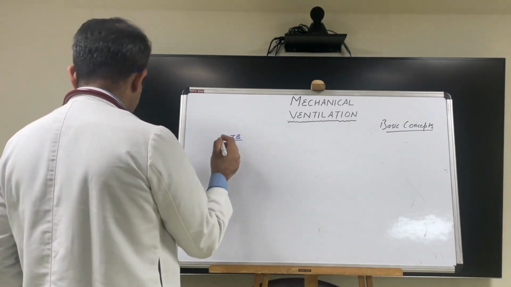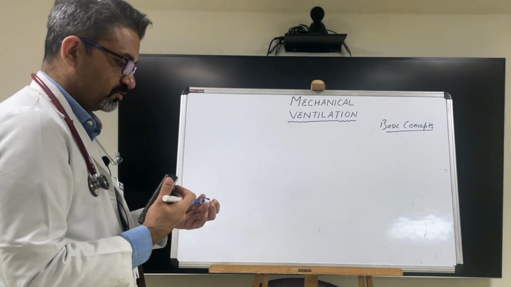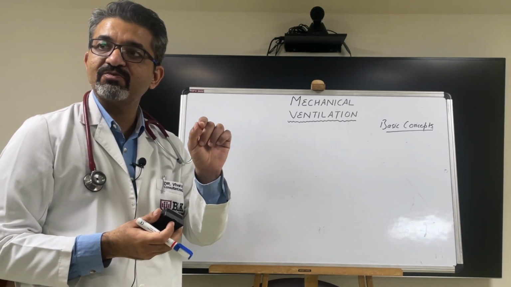So the most airflow resistance comes from medium sized bronchioles. So if you are talking of bronchial asthma, we are talking about medium sized bronchioles, we are not talking of small bronchioles.